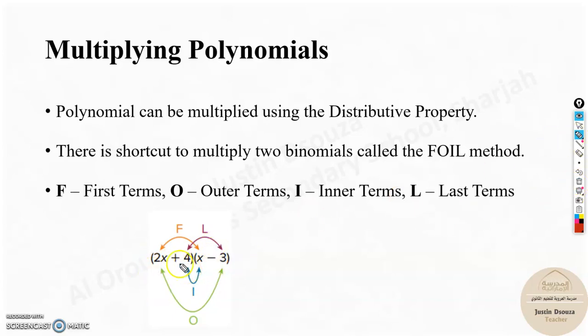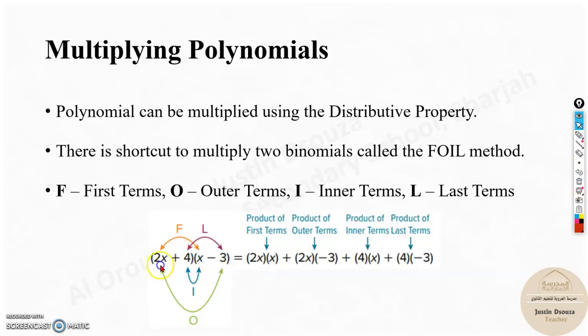What about inner? If those two are outer, the inside ones are inner. 4 and x is inner. And the last terms of each binomial are the second terms of each of these binomials, 4 and minus 3. So how do we multiply them? Find the product of the first, that is 2x times x, plus, always add. Then outer 2x times minus 3, plus 4 times x, plus 4 times minus 3. So this is how we get it.